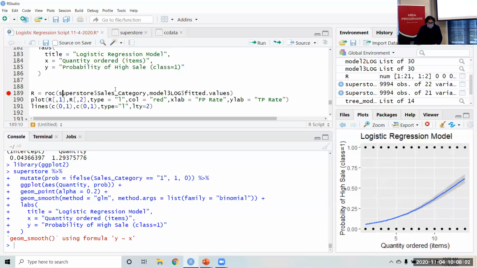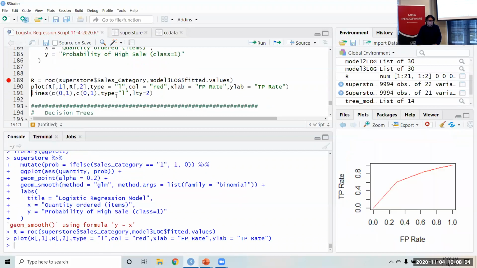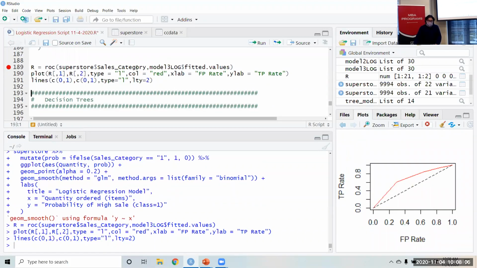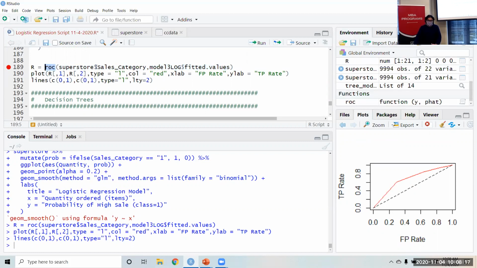And did we do the ROC curve for it? I don't think we did, but same thing. The one thing that you would change is the two things that you're using ROC on, right? So ROC is that function, and so what are you using ROC on? Sales category, and then model 3 logs values. And here you can see that there's a good amount of area underneath the curve, which means that the model quality is fairly high.